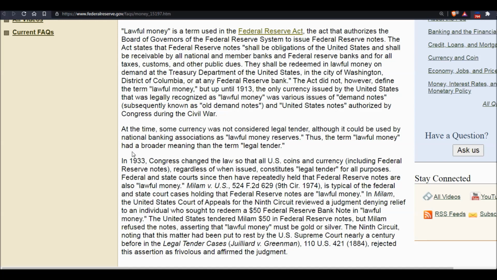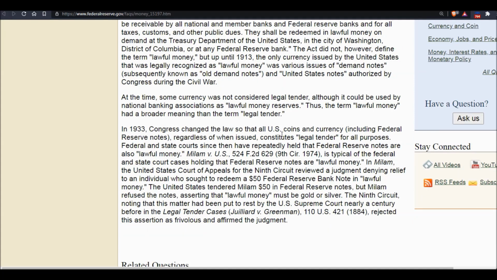Although it could be used by National Banking Association as lawful money reserve, meaning we can put it as a backup for what we're doing in case we need to interface with these people. But amongst ourselves, we're going to be using the Federal Reserve notes. Thus, the term lawful money had a broader meaning than the term legal tender. Are you getting it? In 1933, everybody knows about the bankruptcy. Everybody milks the bankruptcy. Okay, bankruptcy occurred. Now what? How does that validate you? Oh, well, there's no more lawful money, so we can just discharge everything. Okay, but there's still rights and obligation of contract that still stands.